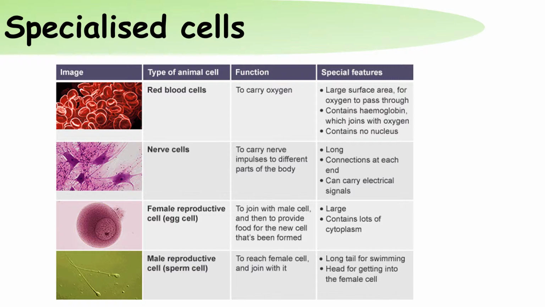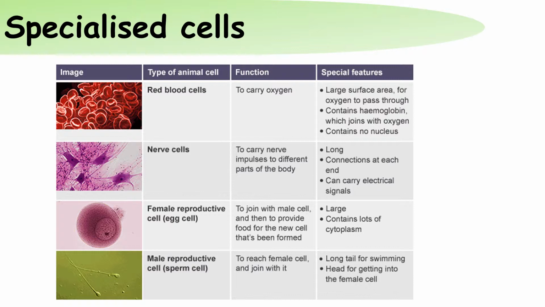Nerve cells carry nerve impulses around the body. They are adapted by being long and by having specialised parts which enable them to carry electrical signals. Female egg cells can grow into a fetus. Their main adaptation that allows for this is that they contain a large amount of cytoplasm and other nutrients in order for it to grow.